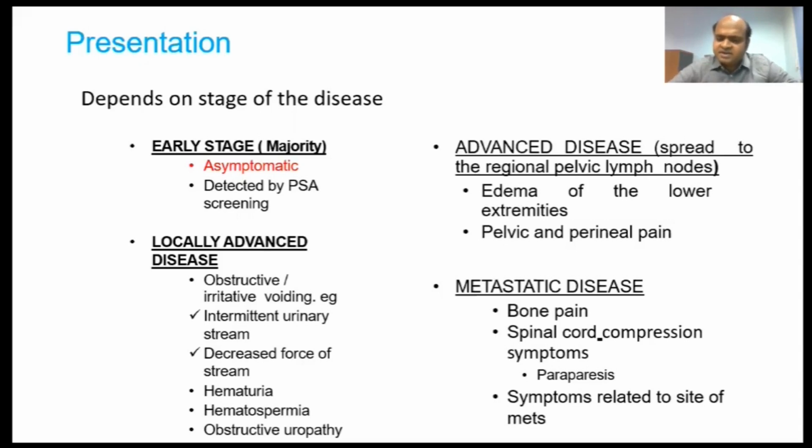In metastatic disease, the symptoms of presentation are related to the site of the metastasis. Since we know the bone is the most common site for prostate cancer metastasis, the majority of metastatic prostate cancer patients present with bone pain and sometimes spinal cord compression symptoms related to destruction of the bones, which leads to paraparesis.